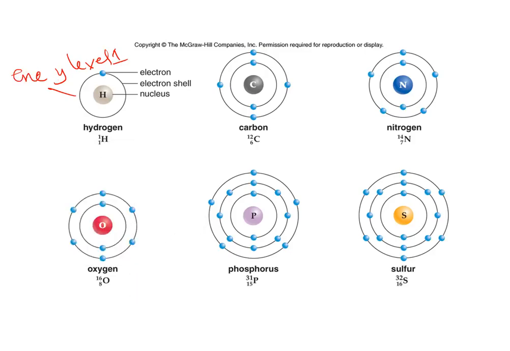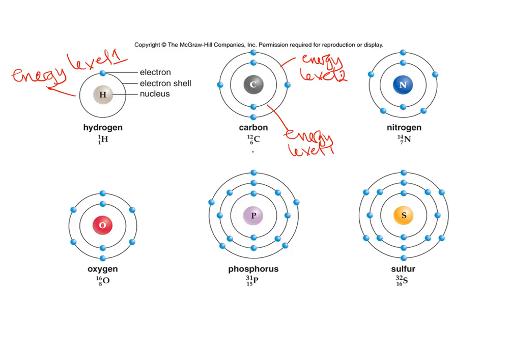Energy level 1 is the energy level closest to the nucleus. While this one, we have energy level 1 inside, and then we have energy level 2. So we start filling this inside, and then we go on to fill the outside.